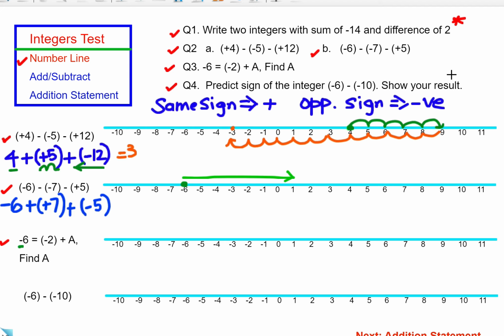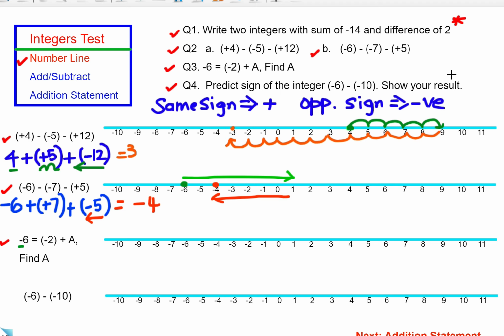Now the next step is to get to minus 5. Minus 5 means you have to move left 5 units. So from 1 you can go 5 units left, right? So 1 to 0 is 1 and then 4 more. So you can go from here and where you reach is minus 4. And therefore this answer is minus 4.